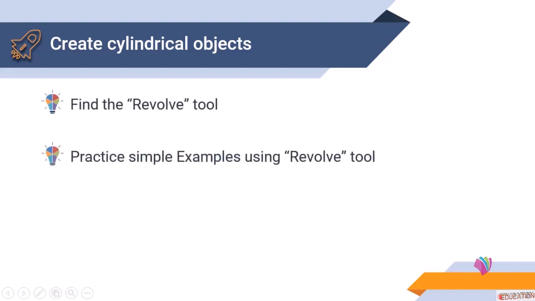In this lecture, we are going to create cylindrical objects. Cylindrical objects like shaft, gears, and any rotating part can be created by using the tool called revolve. So we have to find the revolve tool, and then we are going to practice simple examples using revolve tool. This you are going to do in every software whichever you encounter. I am going to do it in CATIA and Solidworks and show you how you are going to experiment.